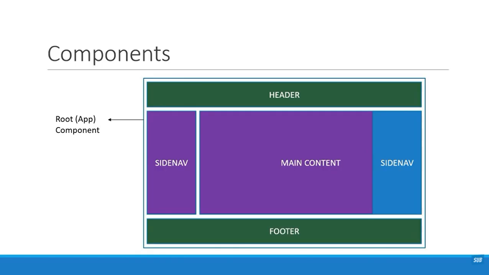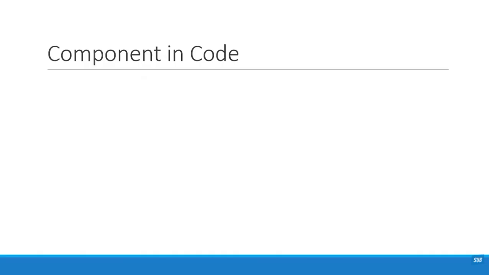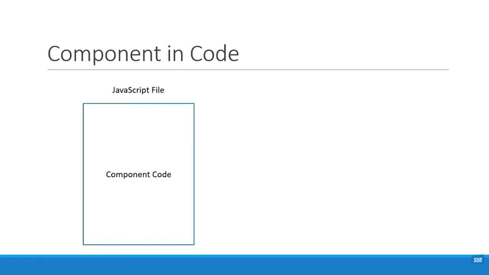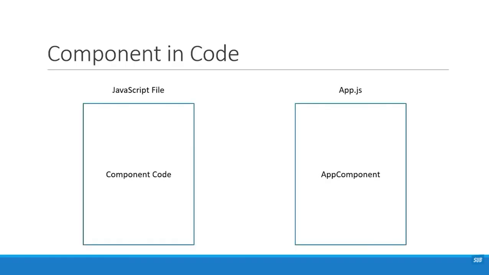Now, how does a component translate to code in our application? A component code is usually placed in a JavaScript file. For example, app component is placed in app.js. You can also have component files with .jsx extension, but for this series, we stick to the simple .js extension. We will, however, take a closer look at JSX in one of the upcoming videos. Alright, so a component is basically the code inside a .js file. But what does that code look like?